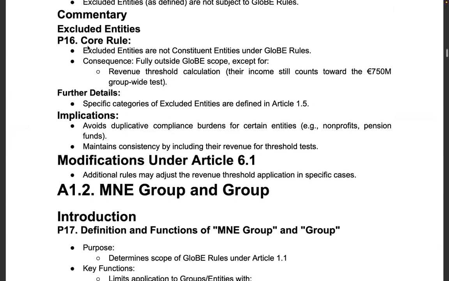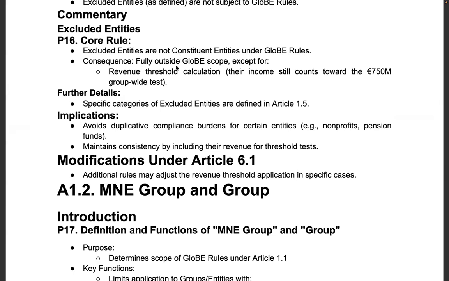Paragraph 16 of the consolidated commentary talks about the core rule. Excluded entities are not constituent entities under GloBE rules. So what are constituent entities? The next article, 1.2, talks about MNE group and group, and the article after that, 1.3, is actually about constituent entities. We're going to read there in detail what constituent entities are. In short, constituent entities are those on which GloBE rules apply, in simple words.